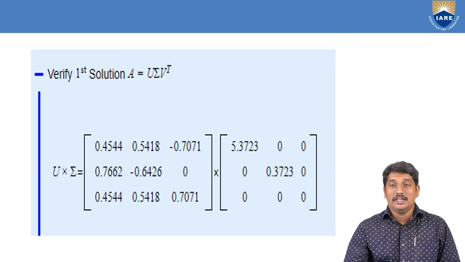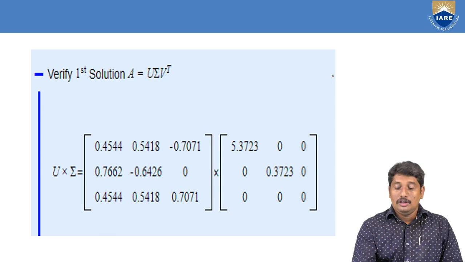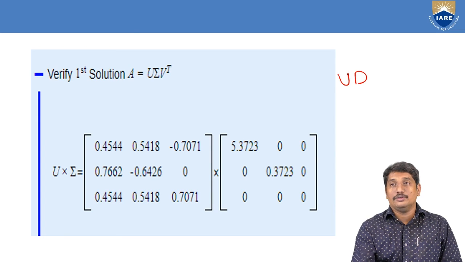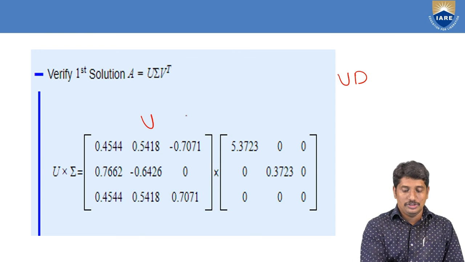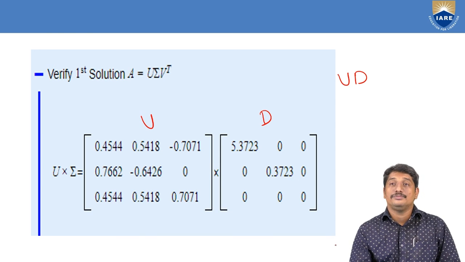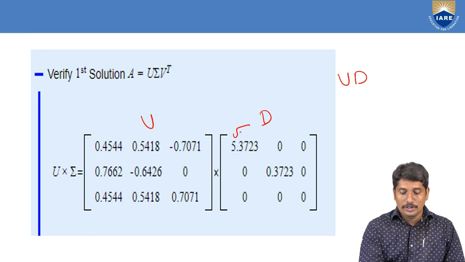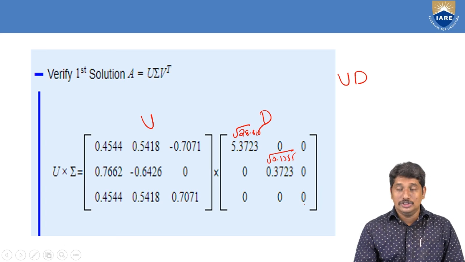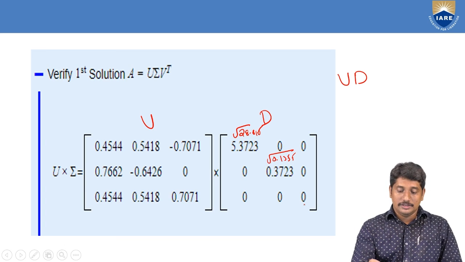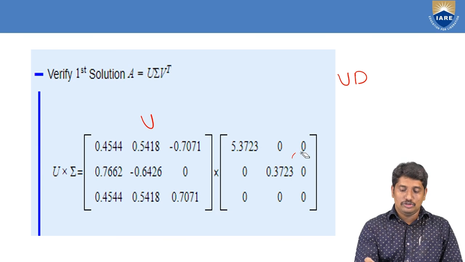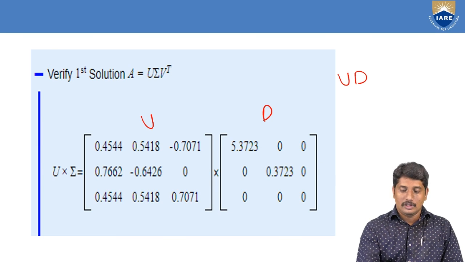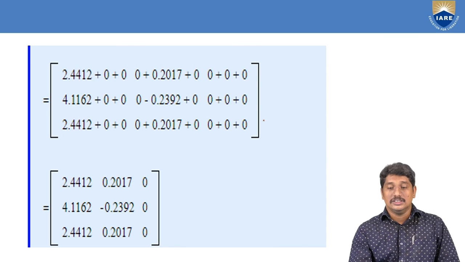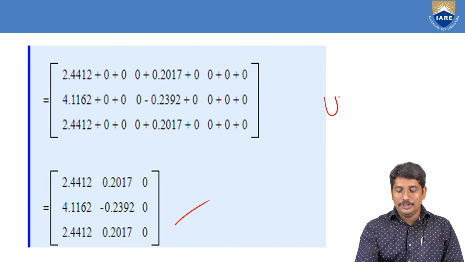First we are multiplying U into D, or U into sigma, whatever you would like to express. This is U, this is the diagonal matrix D, with root of 28.815 and root of 0.1385. We are multiplying those two matrices U and D. Then we get this result. This is our U into D.